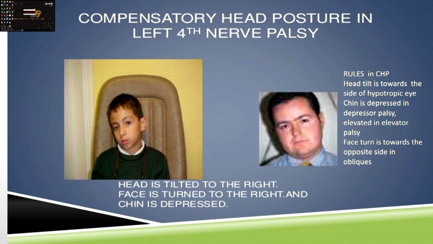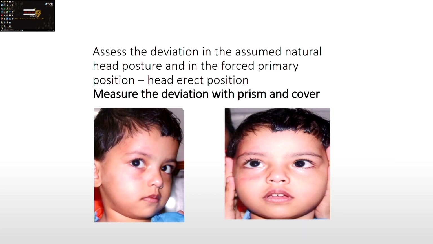For example, look at these two people. Both of them have left fourth nerve palsy. Their head is tilted towards the right side, that is towards the side of hypertropia. Face turn is to the right, that is to the opposite side, and chin is depressed. Chin is depressed because it is a depressor palsy.